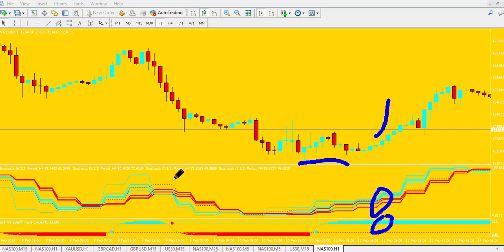And here is another one where we have all the aqua color below the red color, and you place your trade and stop loss just a few pips above the previous high.